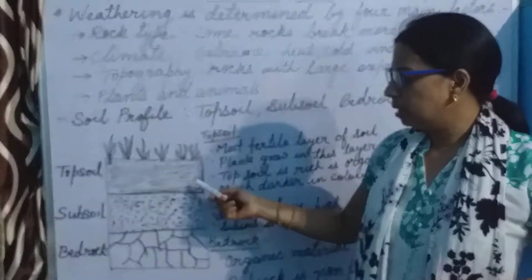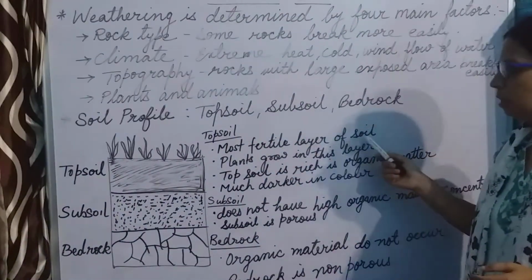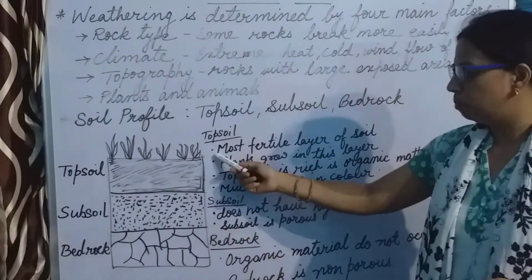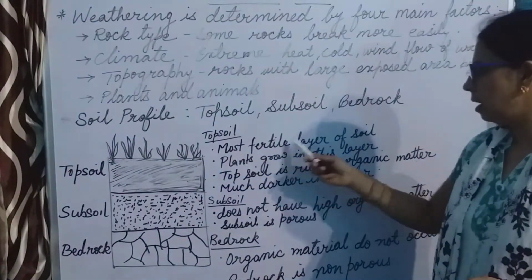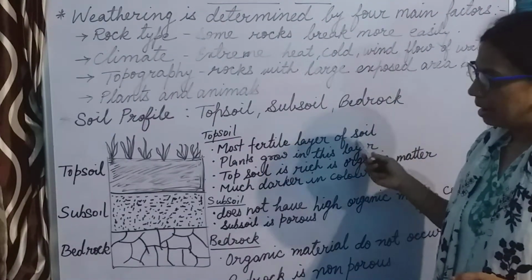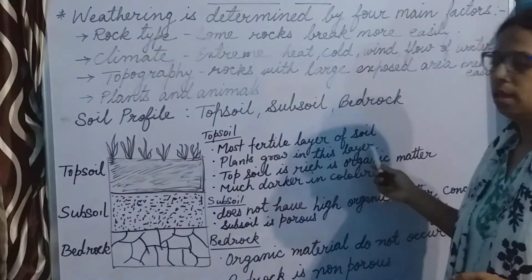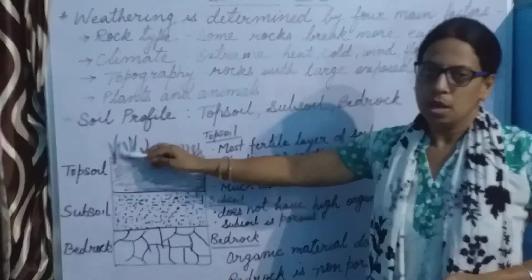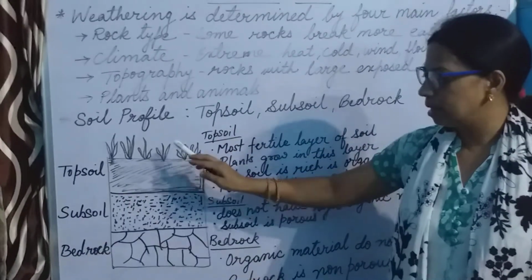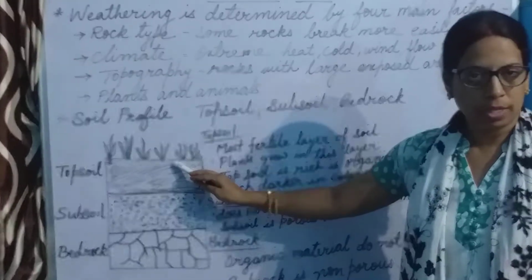So by this we can say that the topsoil is the most fertile layer of the soil. Here I have noted down the point for you. Topsoil is the most fertile layer of the soil. And as this soil is very fertile, plants grow in this layer. You can see in the picture I have shown a few plants growing. So this specifies that plants can grow in the topsoil because topsoil is the most fertile layer.